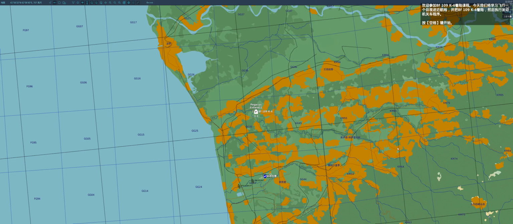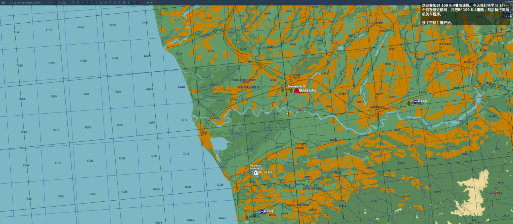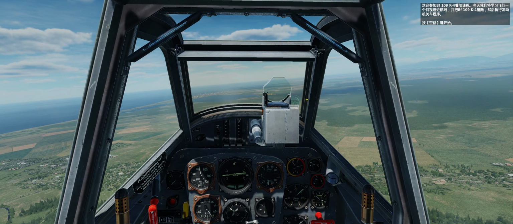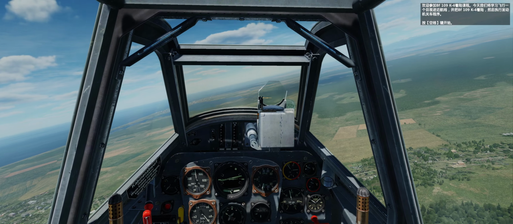Welcome to the Bf109K4 landing lesson. Today we will learn flying a visual approach pattern and landing in the Bf109K4, followed by the engine shutdown procedure.